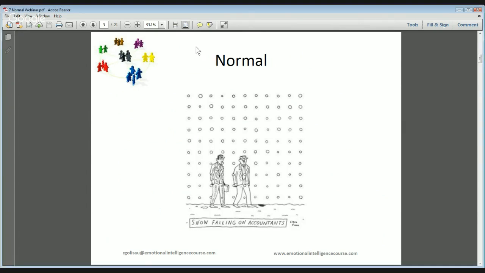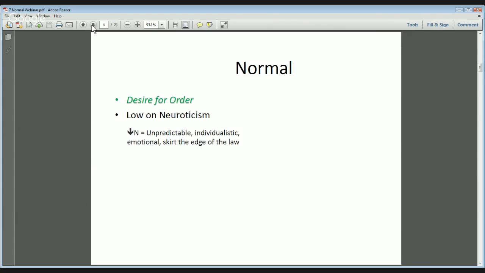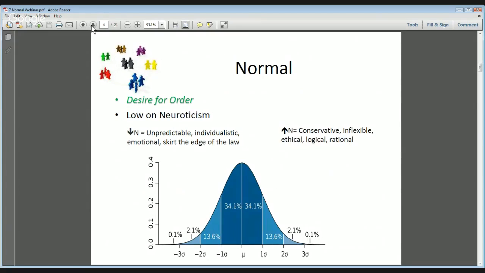The next thing is, if you're talking about the normal, the way you should think of them is they're low on neuroticism. That's combined with the desire for order. When their N is low, they're sort of unpredictable, individualistic, with a high degree of emotion. They skirt the edge of the law. Whereas on the other hand, if their normal is high, you're conservative and flexible, ethical, logical and rational. You're a very, very mature person. And note that when you're talking about low normal, you're talking about the bottom sort of 10%, and high normal, you're talking about top 10%.